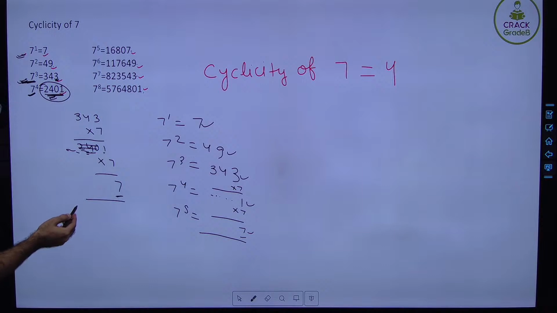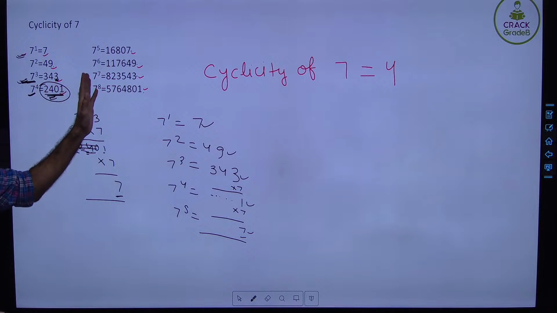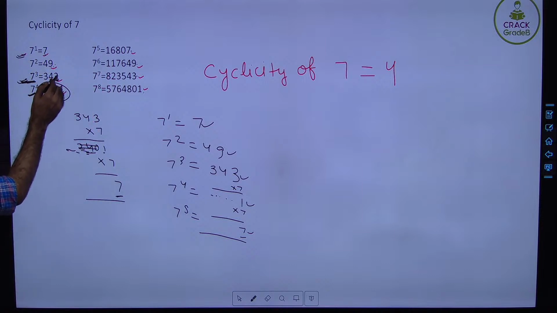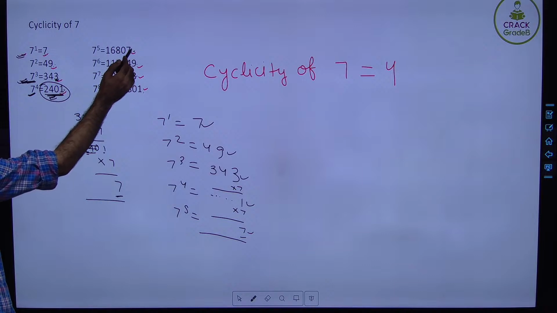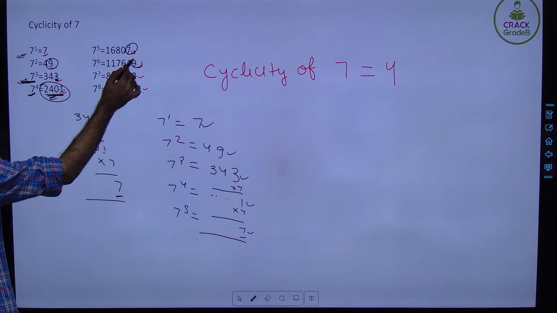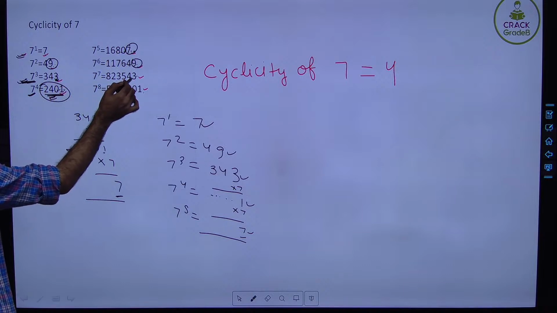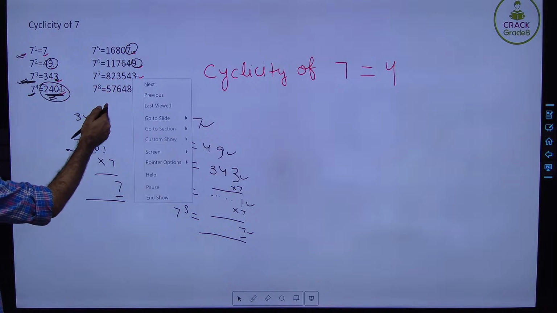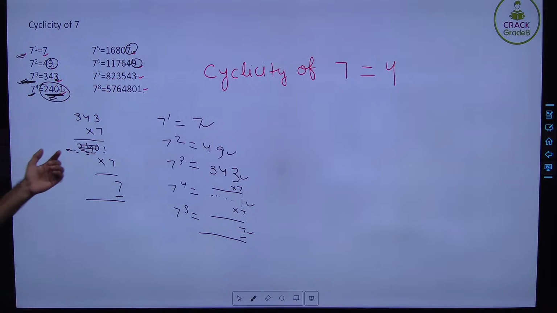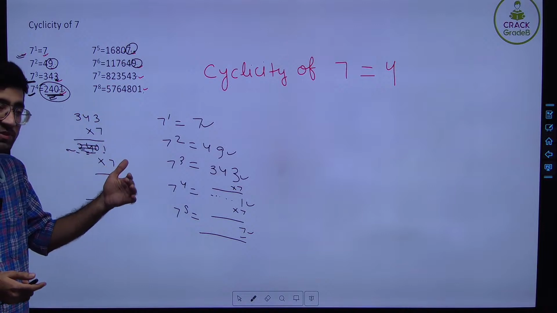It means that the unit digit gets repeated after the fourth power of 7. See, 1, 2, 3, 4, then the same. 9, then 1, 2, 3, 4. 3 is here, so 1, 2, 3, 4. Means after the fourth power, the unit digit gets repeated. That's why we say that the cyclicity of 7 is 4.